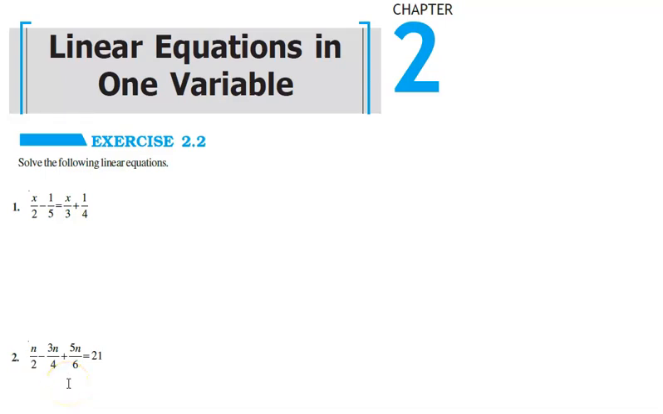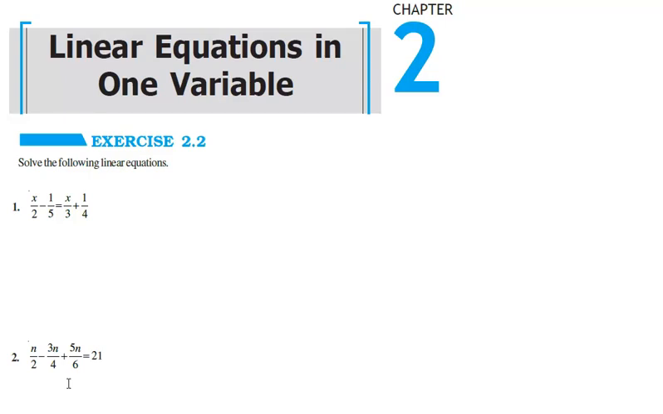Hello kids, today we are going to do exercise 2.2 of chapter number 2, class 8 new NCERT book. So let us begin with questions. The very first question says solve the following linear equations. Now, what do we see in this question? There are numerators, there are denominators as well.